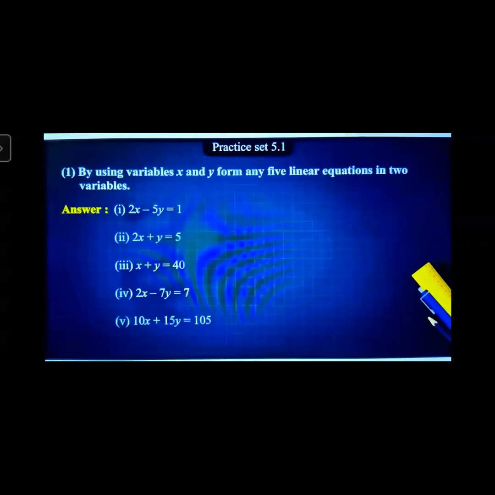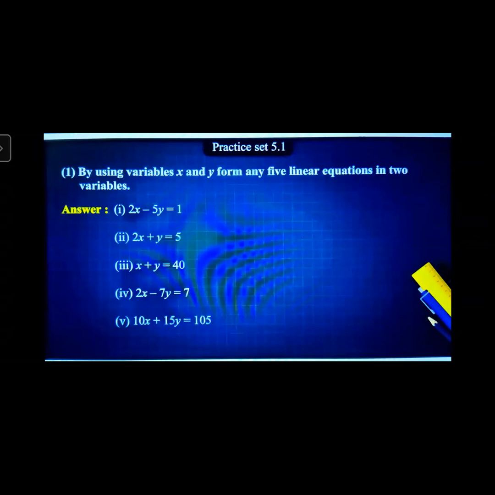Now, let's start with practice 5.1. And we will do some word problems also using the same method of elimination. The first question is, by using variables x and y, form any 5 linear equations in 2 variables.